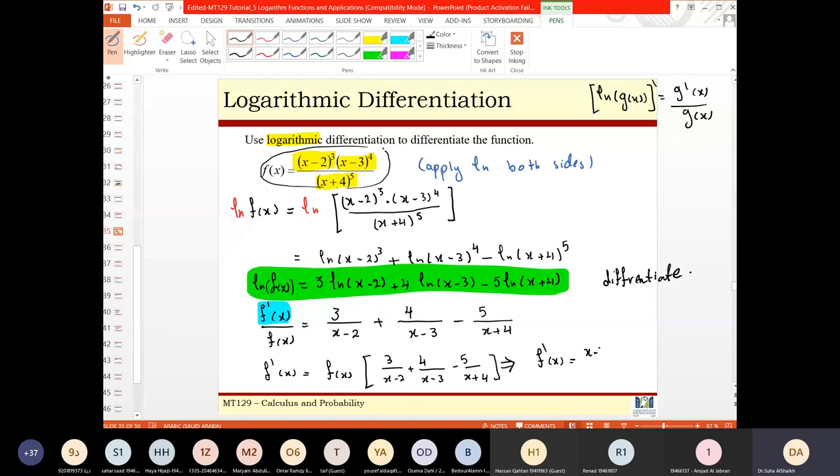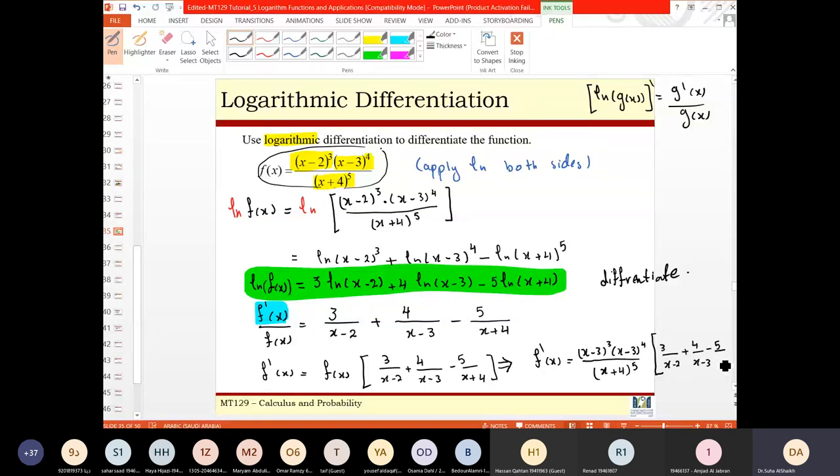It is x minus 2 to the power 3 times x minus 3 to the power 4 divided by x plus 4 to the power 5, multiplied with this amount, which is 3 over x minus 2 plus 4 over x minus 3 minus 5 over x plus 4. And this will be my derivative. Easy or difficult?